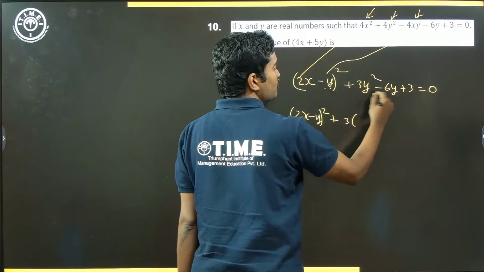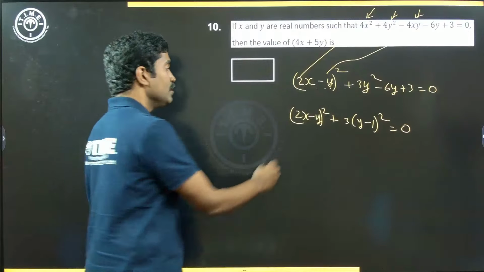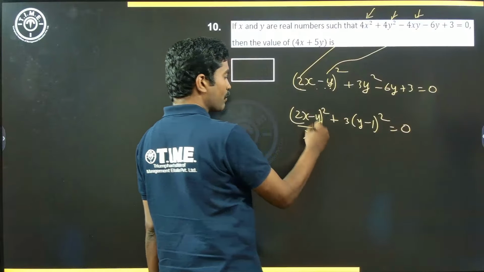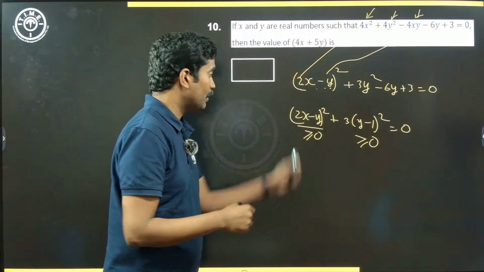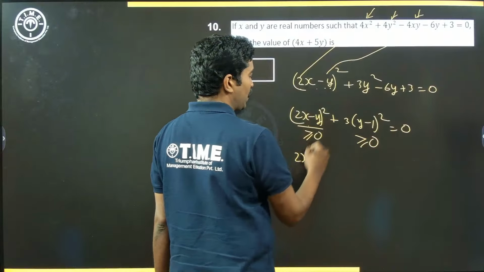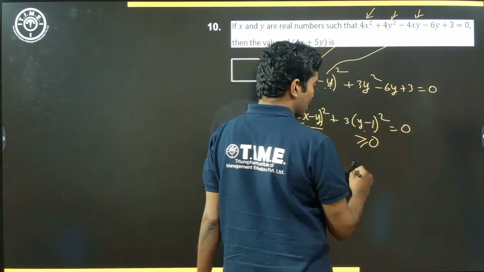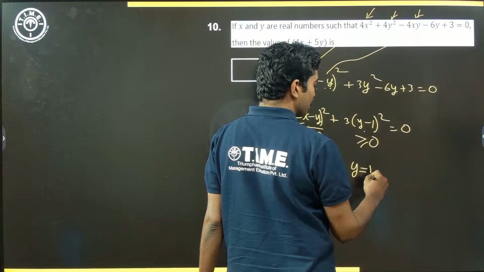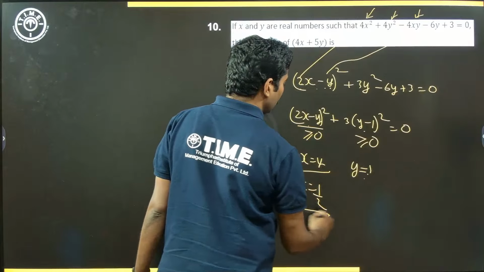This is a perfect square, and that is a perfect square. x and y are real numbers, so a perfect square will be greater than or equal to 0. Now this plus this is 0 means each has to be 0. 2x minus y is 0, or 2x is equal to y. Similarly, y minus 1 is 0, or y is equal to 1. Okay, y is 1, x is 1 by 2, right?